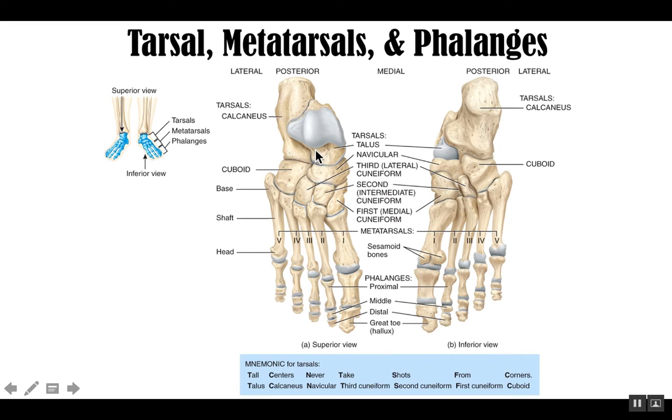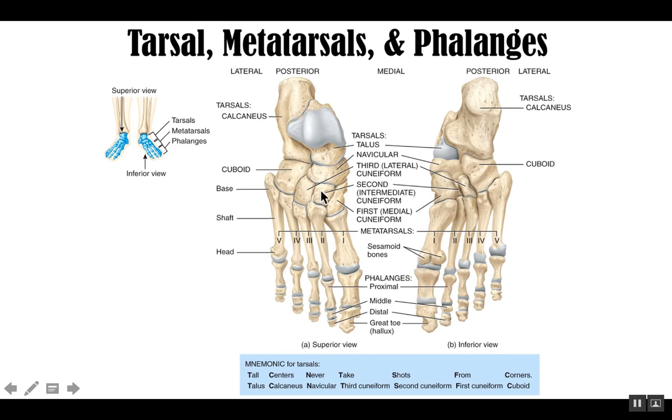Then we move distal. Distal to the talus is the navicular. Navicular means small boat. If you look closely, it's somewhat shaped like a boat. Distal to the calcaneus is the cuboid, named after its shape, cube-shaped.